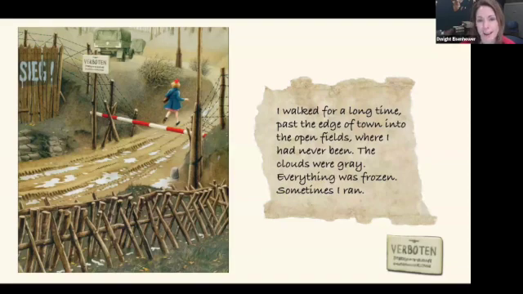Do you notice the sign that she just ran past? It says verboten. That is a German word that means forbidden. Sounds like she might be going into some dangerous territory here.